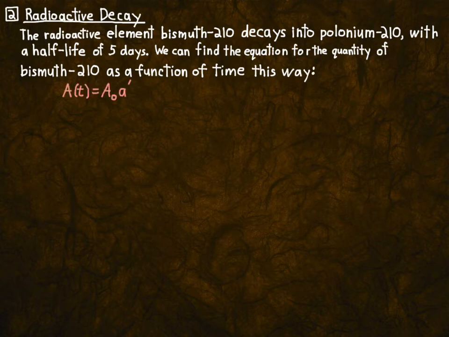So what do we do? We use this formula, A of t equals A naught, that's A sub 0, capital A sub 0, times little a to the t power. So capital A of 5, putting in the information, equals A naught times a to the 5th power.